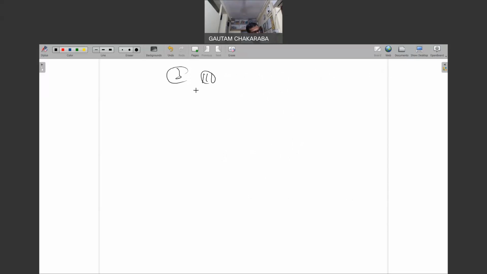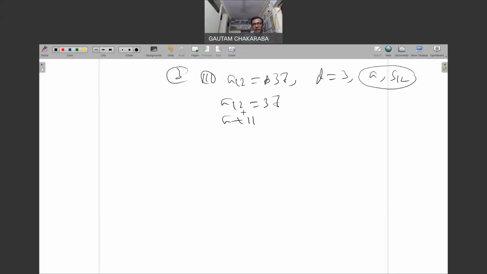Part 3. A12 is given, D is equal to 3 is given. Find A and S12. So A12 is very simple. A12 is equal to 37, A plus 11D, 12 minus 1, is equal to 37. D is already given, put it here. So what is 37 minus 33? It is 4. That is the value of A.